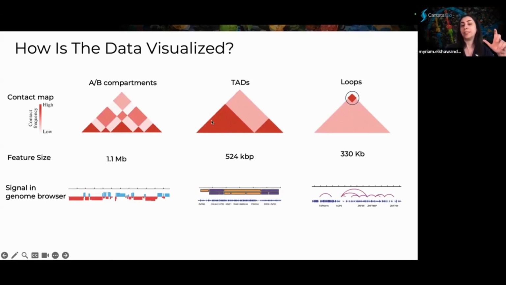TADs are usually visualized as a triangle. So what you're seeing here is this is one TAD, this is another TAD. And as I mentioned, by definition, TAD means that regions contained in the same TAD interact more with each other. That's why you're seeing this intense red color, than they interact with regions outside of the TAD. So here you have few interactions or less frequent interactions between these two TADs, but you have a lot of interactions that are contained in the same TAD.